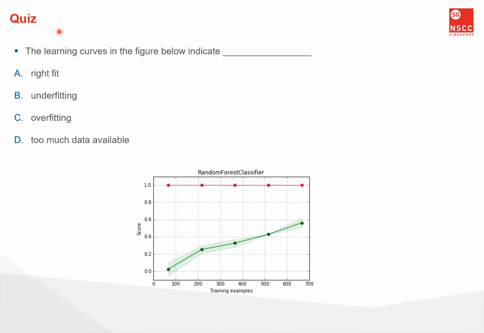Here's the second question. The learning curve in the figure below indicates what? A. Right fit. B. Underfitting. C. Overfitting. Or D. Too much training data is available. You should pause and think of the answer before moving on to the end of the video.